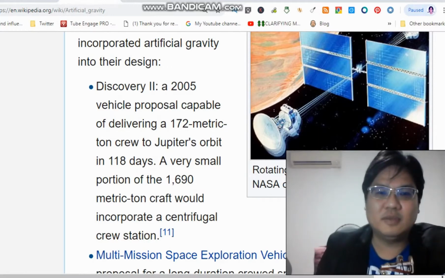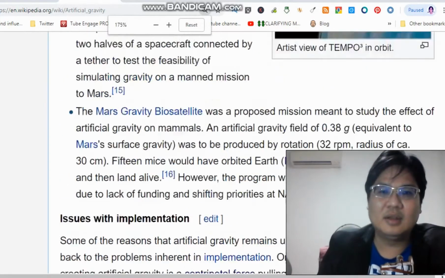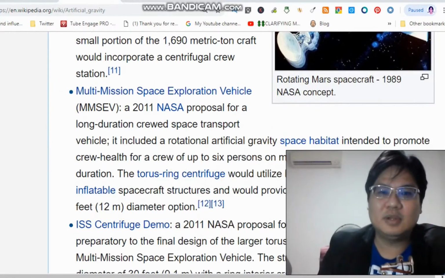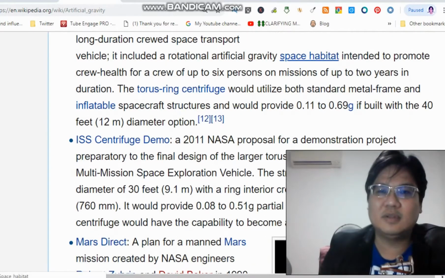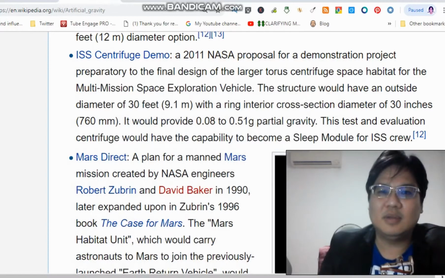A very small portion of the 1,690 metric ton would incorporate a centrifugal crew station. So they actually did it already. Although they say that there's none, they incorporated a vehicle. There's also a multi-space mission proposed for a long-duration cruise space transport, including a rotational artificial gravity space habitat. So they actually did it as well, to provide 0.11 G to 0.69 G in built with a 40 feet. There's also an ISS centrifugal demo that was created as well. So it's a test and evaluation.